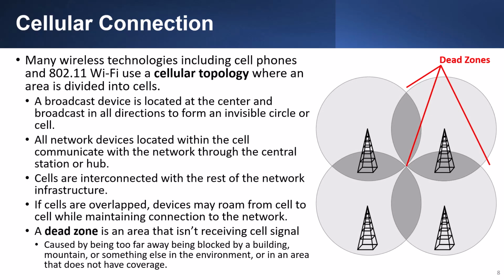Many wireless technologies, including cell phones and 802.11 Wi-Fi, use a cellular topology where an area is divided into cells. A broadcast device is located at the center and broadcasts in all directions to form an invisible circle or cell. All network devices located within the cell communicate with the network through the central station or hub. Cells are interconnected with the rest of the network infrastructure. If cells overlap, devices may roam from cell to cell while maintaining connection to the network.